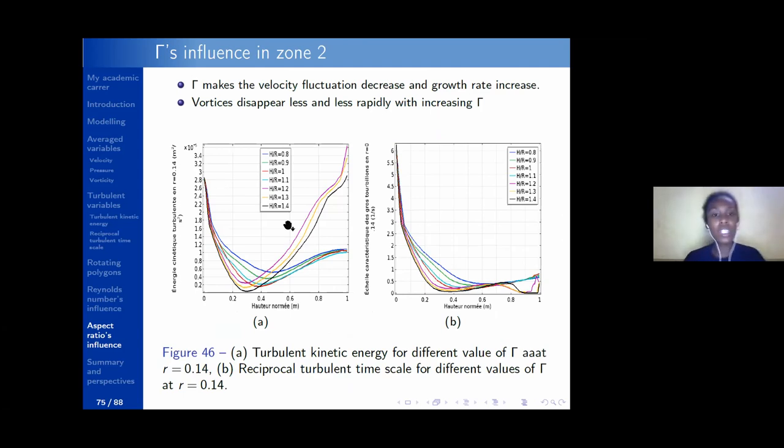And the variation of the turbulent kinetic energy shows two groups of curves. In each group, the curves are parallel to each other. And the two groups show the same variation. There's first a decreasing, then an increasing. So we can say that gamma makes the velocity fluctuation decrease, and the decrease rate increases and the growth rate too. And vortices disappear less and less rapidly with increasing gamma. That means that when the aspect ratio increases, vortices tend to persist in time.